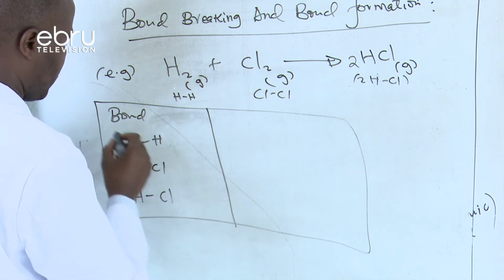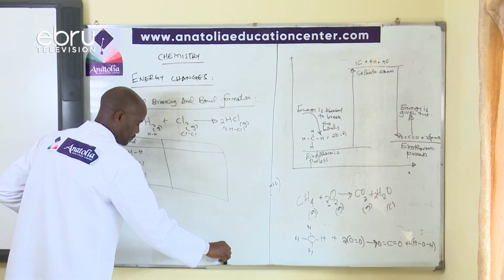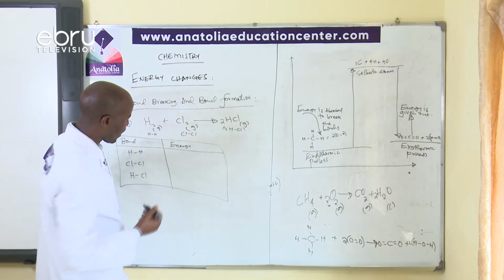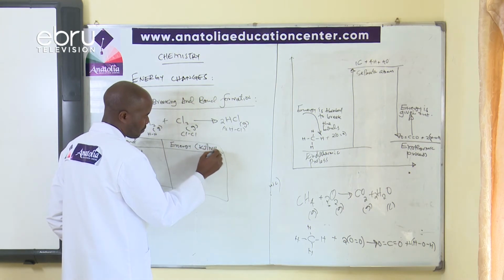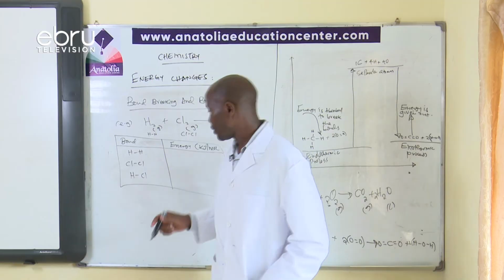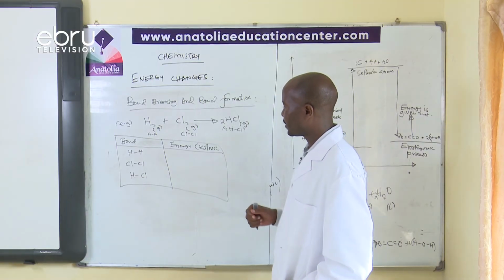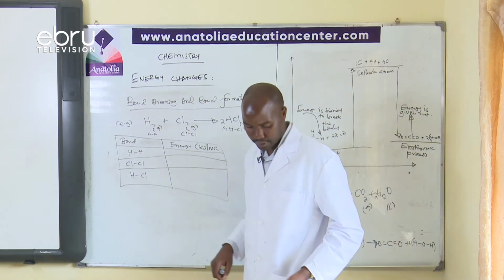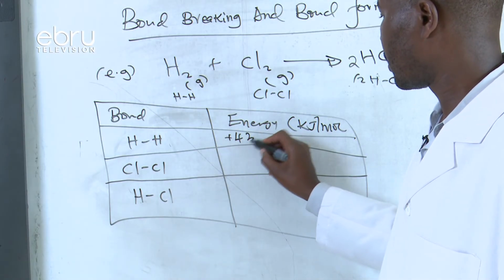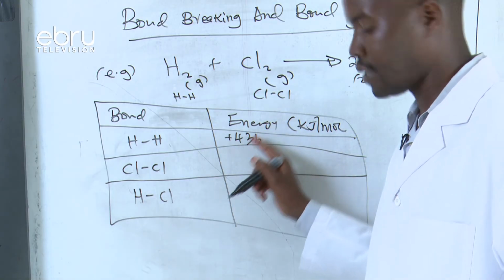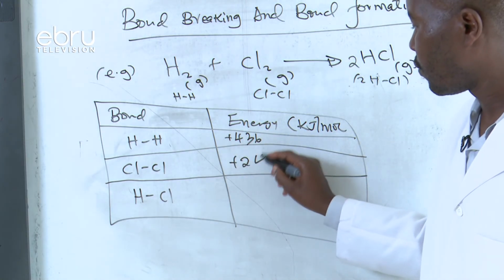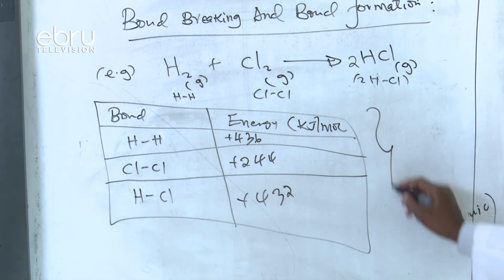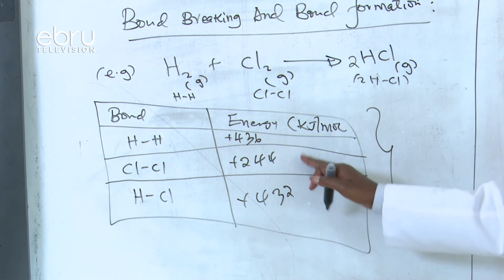The next thing that you're going to be given is the energy. So energy that is needed to break those bonds, and this energy is in kilojoule per mole. So the heat of this reaction can be calculated easily, because for you to break the hydrogen bond, you need positive 436 kilojoule per mole of energy. Chlorine is positive 244, and hydrogen chloride you need positive 432. So this information will be provided, it will be there, so the values will be given.